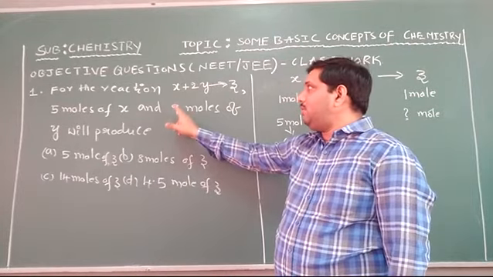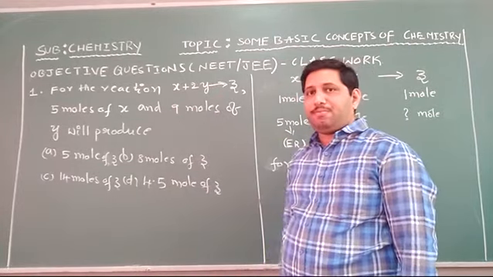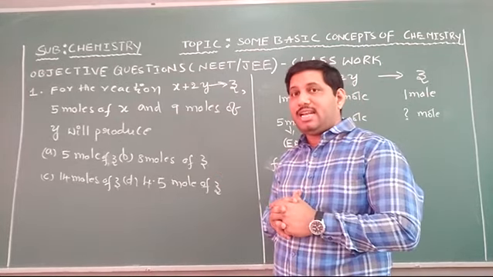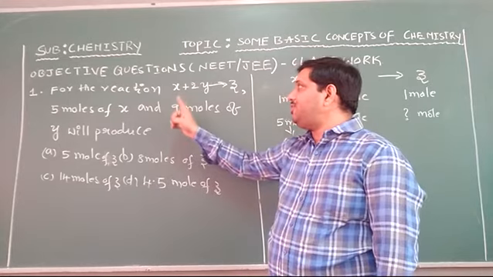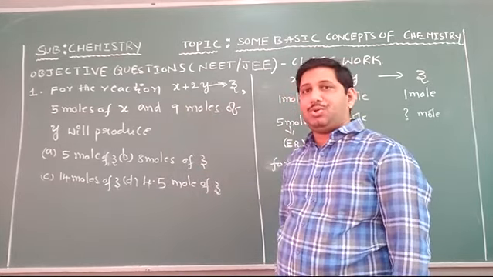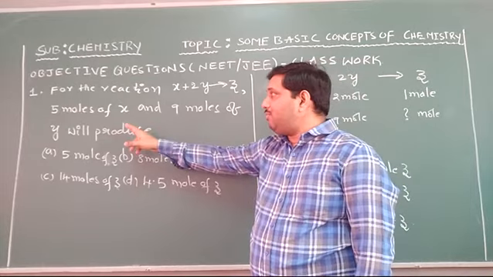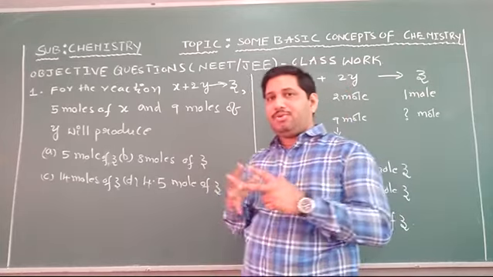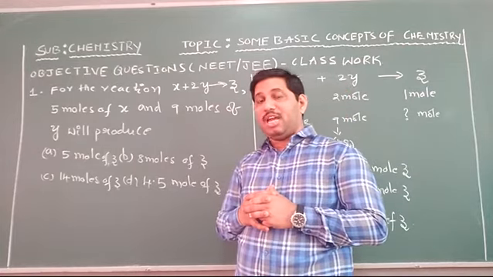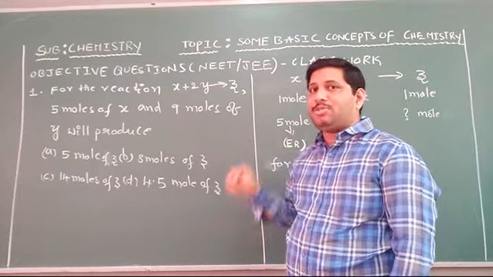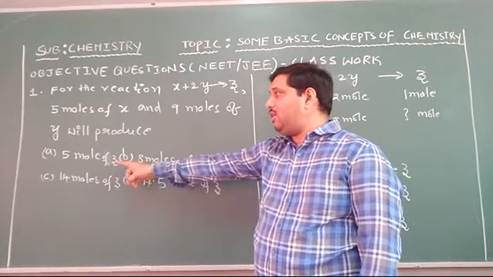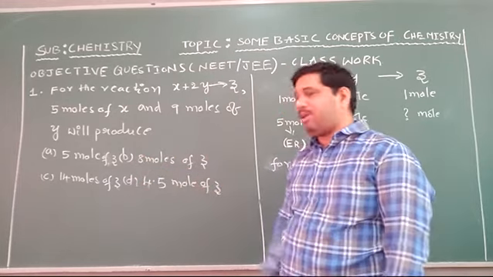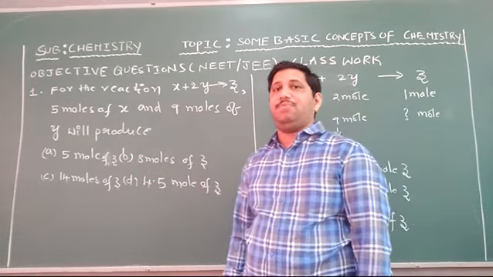For the reaction x + 2y gives z, x and 2y react with one another to give rise to z, one general chemical reaction. If 5 moles of x react with 9 moles of y, how many moles of z are formed? First option, 5 moles of z; 8 moles of z; 14 moles of z; and 4.5 moles of z.